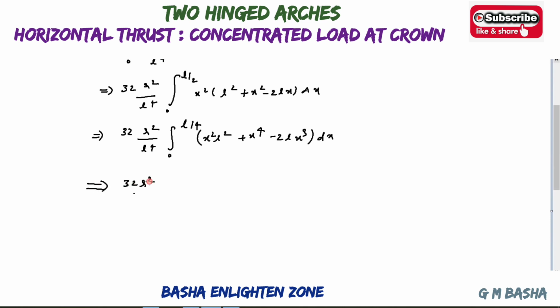32 r square by L power 4. So apply the integration with respect to x, that is here L square into x cube by 3. I am applying integration for the x cube by 3 plus for this one x power 4 means x power 5 by 5, and again for this one minus 2l constant, and then x cube means x power 4 by 4. So you have to apply integration, that is 0 to L by 2. So this is L by 2 here. Take down L by 2, not L by 4.